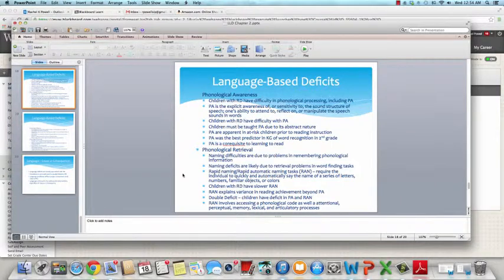So children with reading disabilities have slower RANs. It explains the variance in reading achievement beyond phonological awareness. Children could have a double deficit: a deficit in just phonological awareness, a deficit in just rapid automatic naming, or a deficit in both. And this rapid automatic naming involves accessing a phonological code as well as intentional, perceptual, memory, lexical, and articulatory processes.